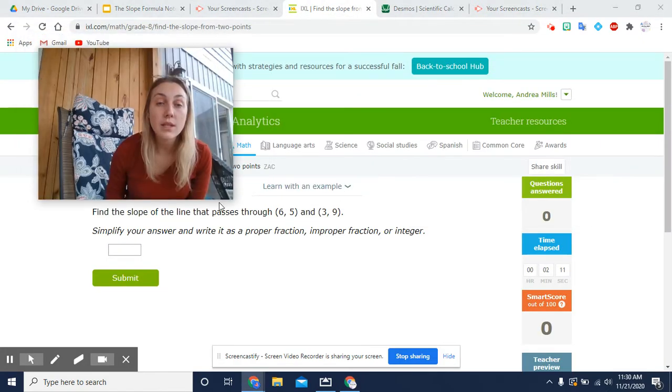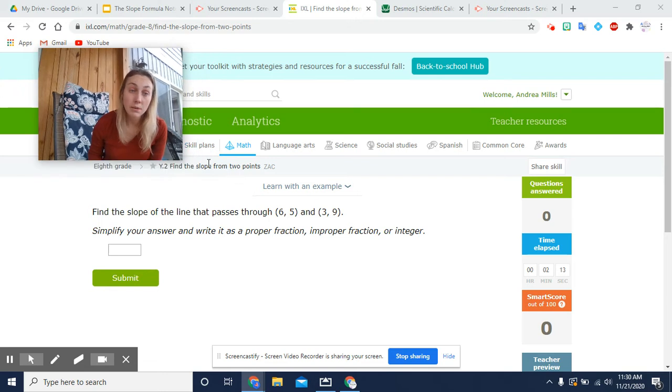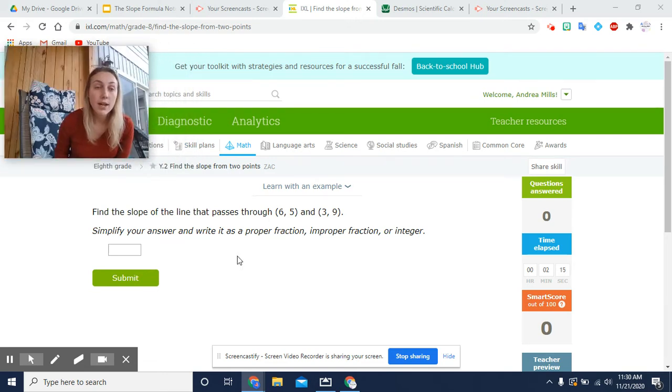What Y2 is going to give you, and you have to get this one to 80%, by the way, is 2 points, and here they are. You just have to label them as x1 and y1, and then x2 and y2. Once you label them, you put them into the slope formula, simplify, and then you're done. That's all it is. You just put the fraction in here. So let's go ahead and do that.